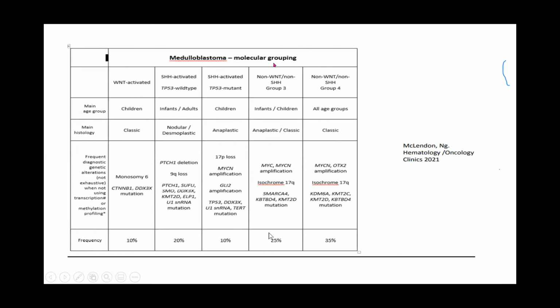So, what is the importance of this molecular grouping in medulloblastomas? These different molecular groups, WNT, SHH with TP53 mutation, without TP53 mutation, and the non-WNT, non-SHH group 3 and group 4 are important because they appear at different age groups. They have different histologic features and different prognosis. So it was important to differentiate them along these lines.